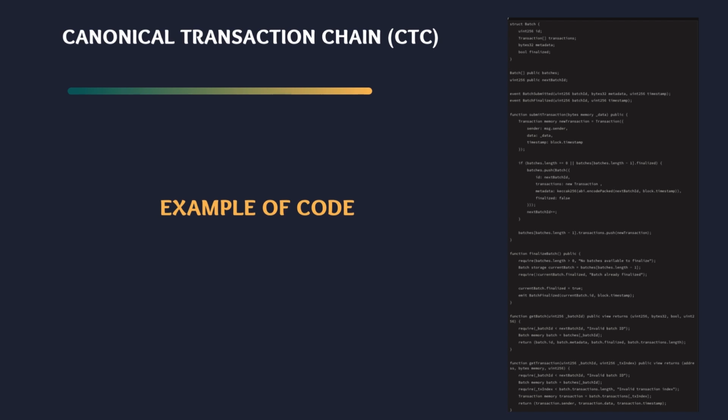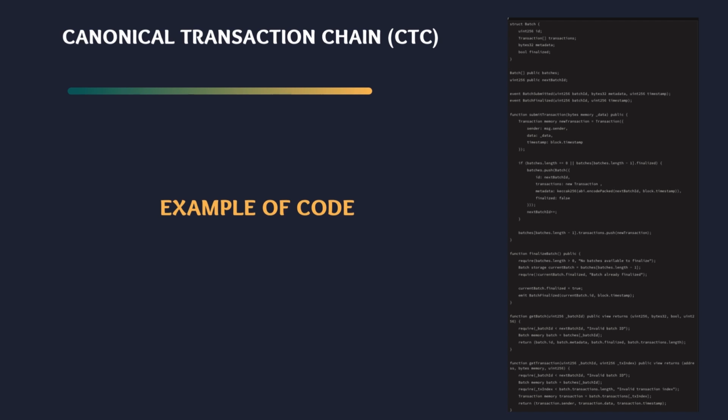If there are no batches or the last batch is finalized, a new batch is created. The finalize batch function finalizes the current batch, marking it as complete. This function also emits the batch finalized event, logging the finalization.